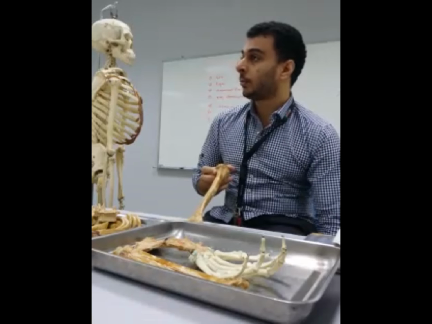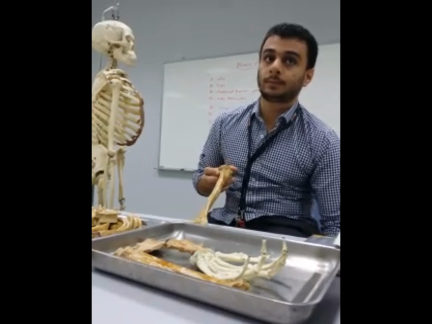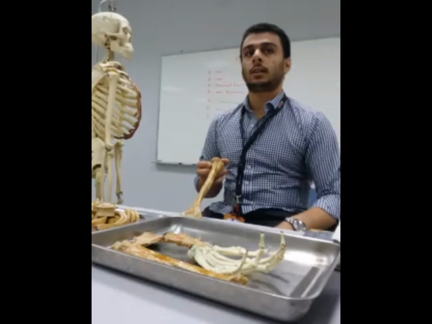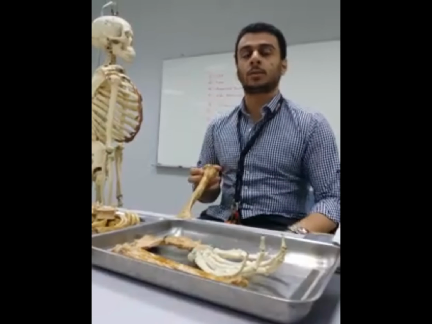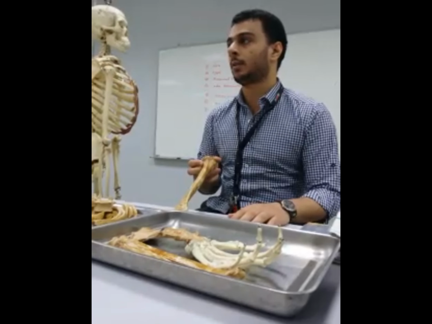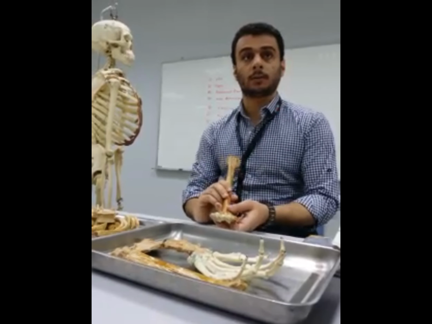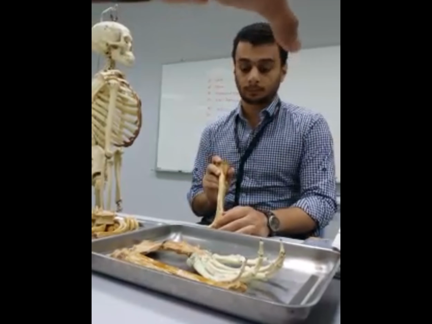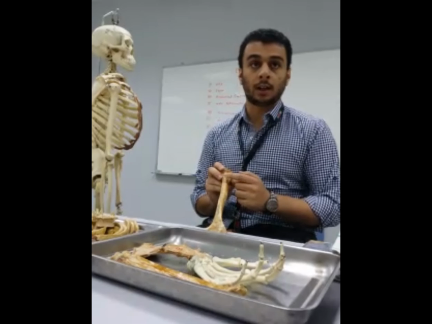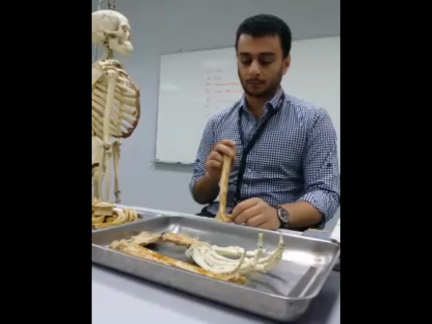The long head comes from where? Infraglenoid. Yes, infraglenoid. So now we know the origin of all heads of the triceps. Above the groove is the lateral head, and below the groove is the medial head.